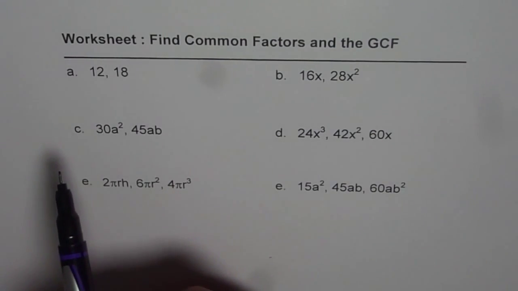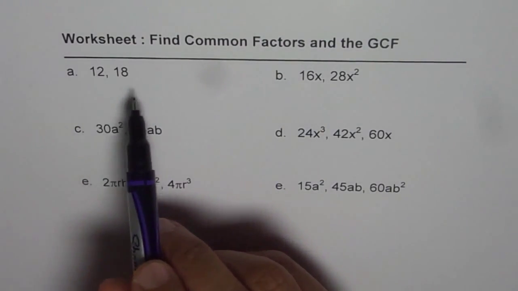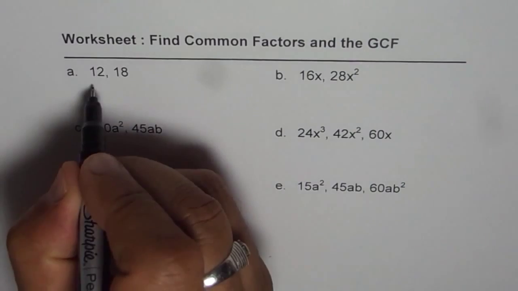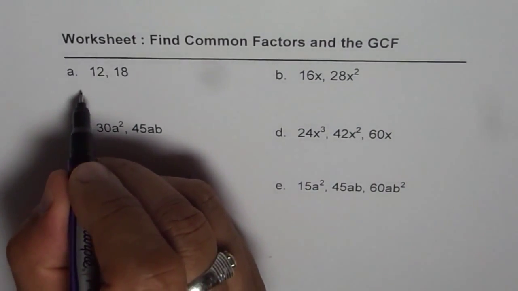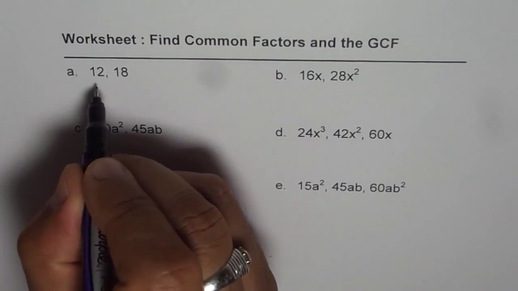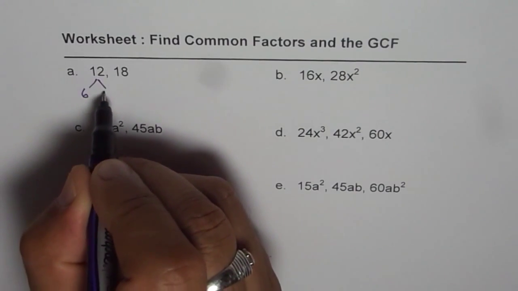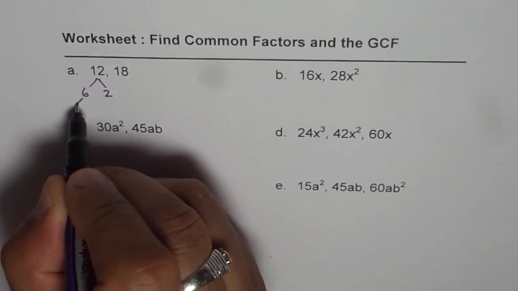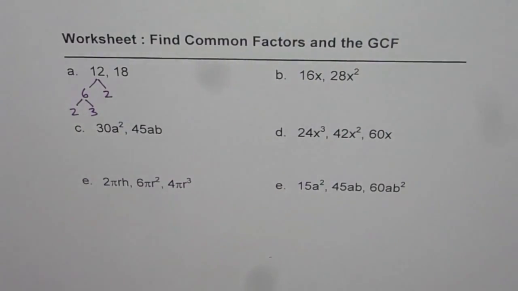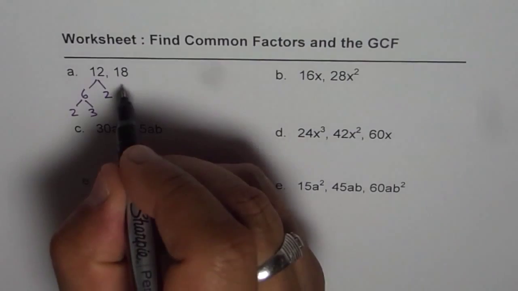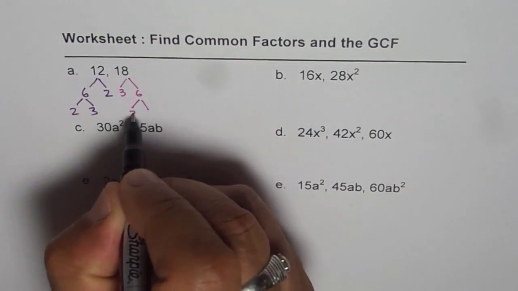12 and 18. To find the common factors, what we should do is write down the factors for each, right? So for 12, it's better to write the prime factors. We can prime factorize it. So 6 times 2 is 12, and then 6 is 2 times 3. Similarly, we can factorize 18 also, right? So 18 is 3 times 6, and 6 is 2 times 3.